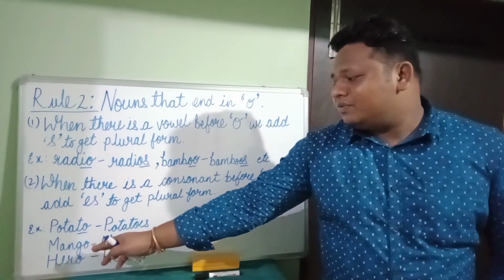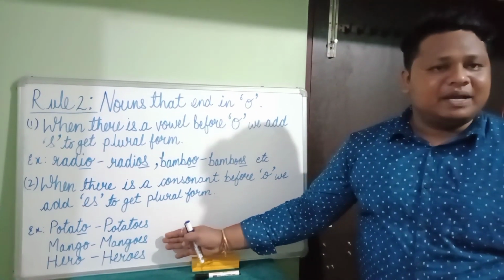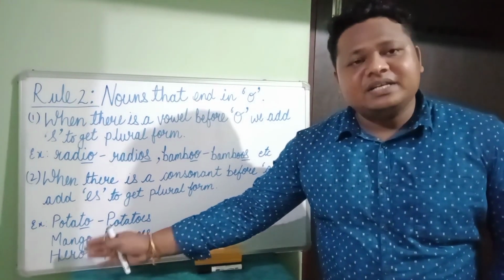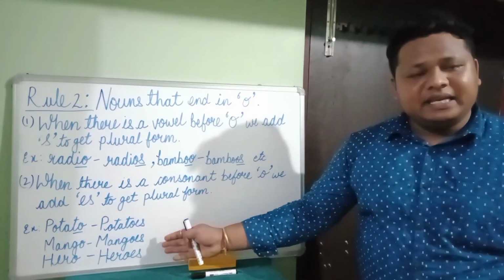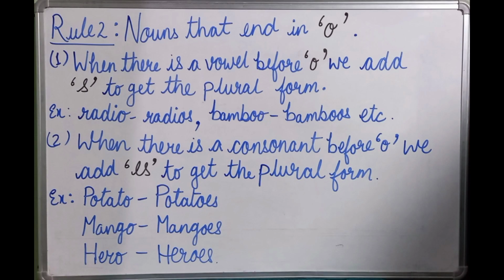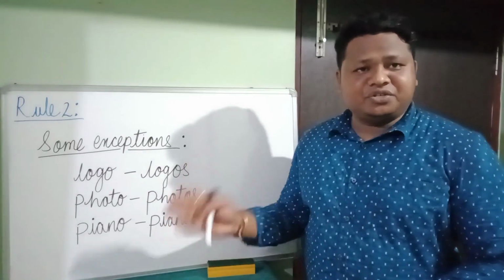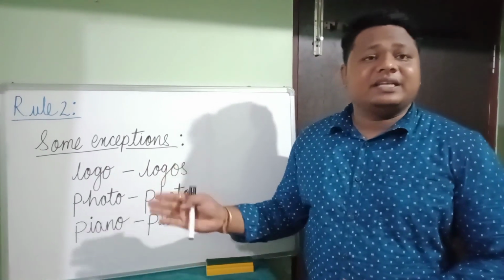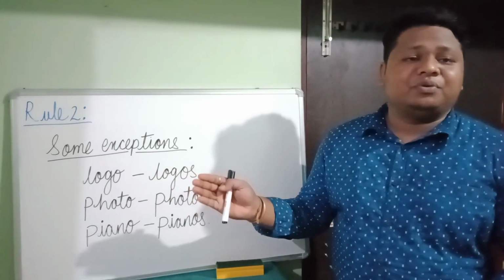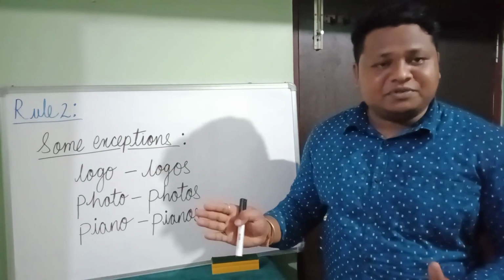Mango. Again we have the consonant g. So we add es and makes it mangoes. Hero. We have the consonant r. So we add es. That is heroes. Alright. As I just said in condition 2, whenever there is a consonant before the last letter o, we have to add es. Okay, but there are some exceptions.